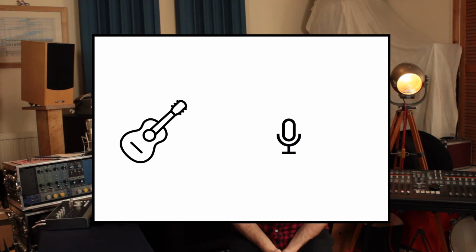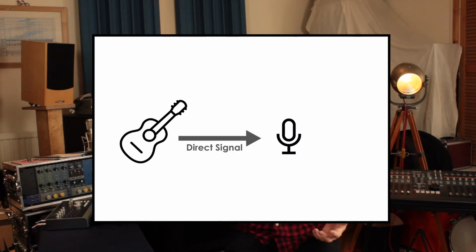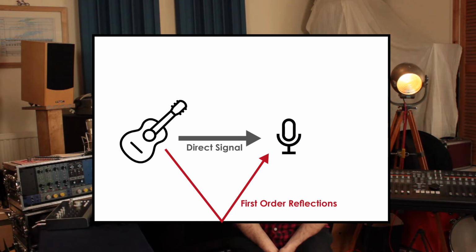When you make a sound, the first thing the microphone hears is the direct signal, which follows the shortest route between the source and the microphone. A few milliseconds later, a version of your sound which has bounced off the nearest surface will be heard by the microphone, and that's multiplied by the number of surfaces you have.